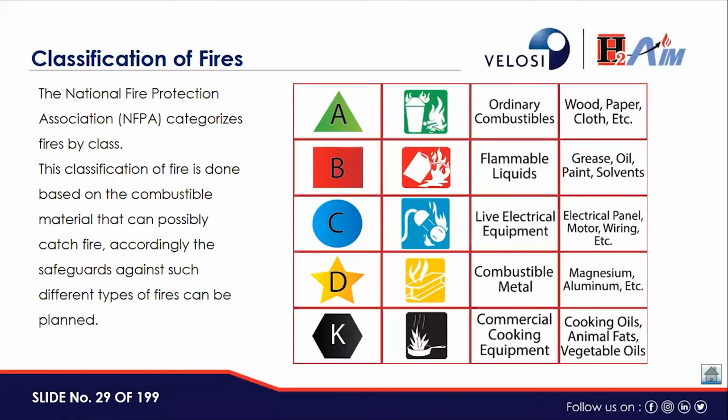Understanding the 5 different classes of fire can help you determine the biggest fire risk at your facility. There are different classes of fire. Class A fires, also known as ordinary fires. These are the most common of the 5 different classes of fires.